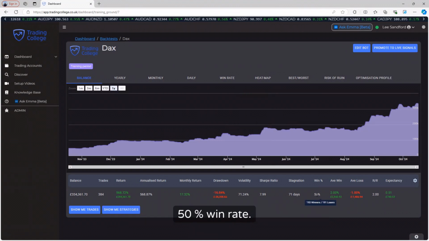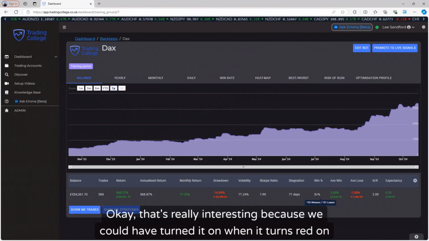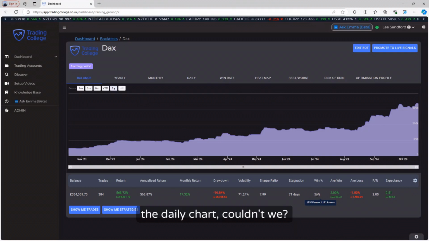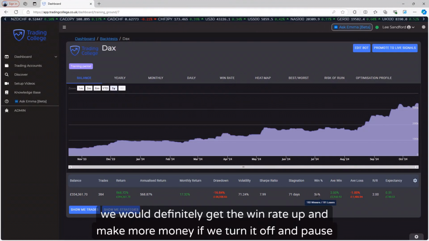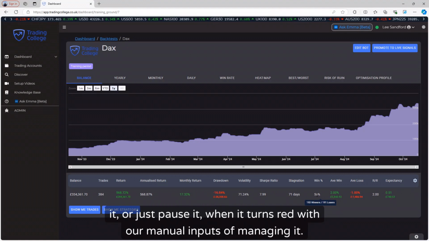50% win rate. Okay, that's really interesting because, you know, we could have turned it on when it turns red on the daily chart, couldn't we? Or the weekly chart, whatever it was. We could have just turned it off. We would definitely get the win rate up and make more money if we pause it when it turns red with our manual inputs of managing it.